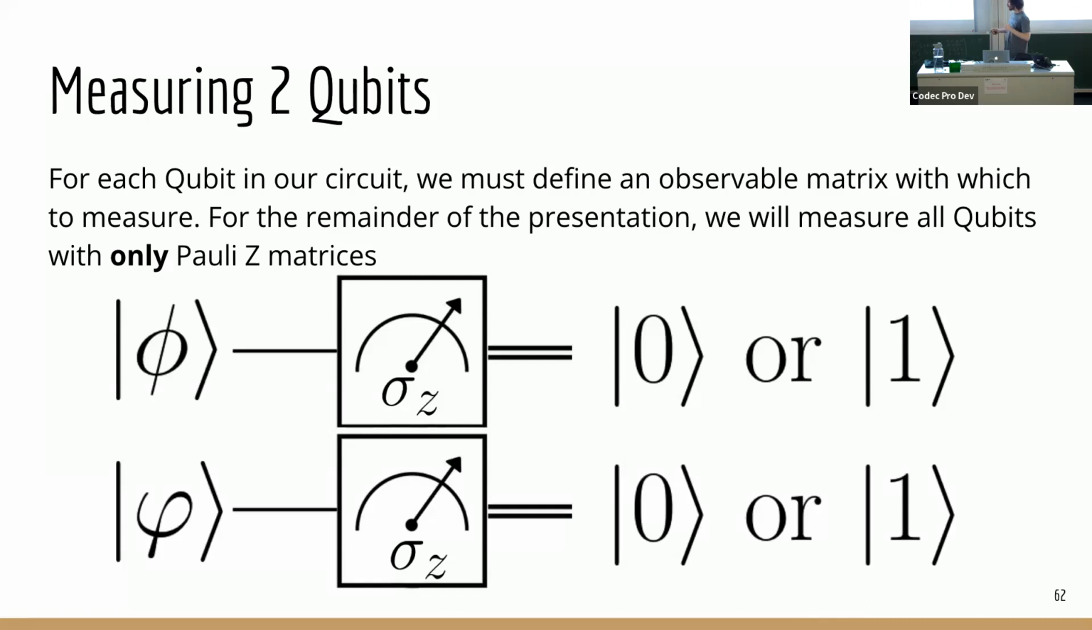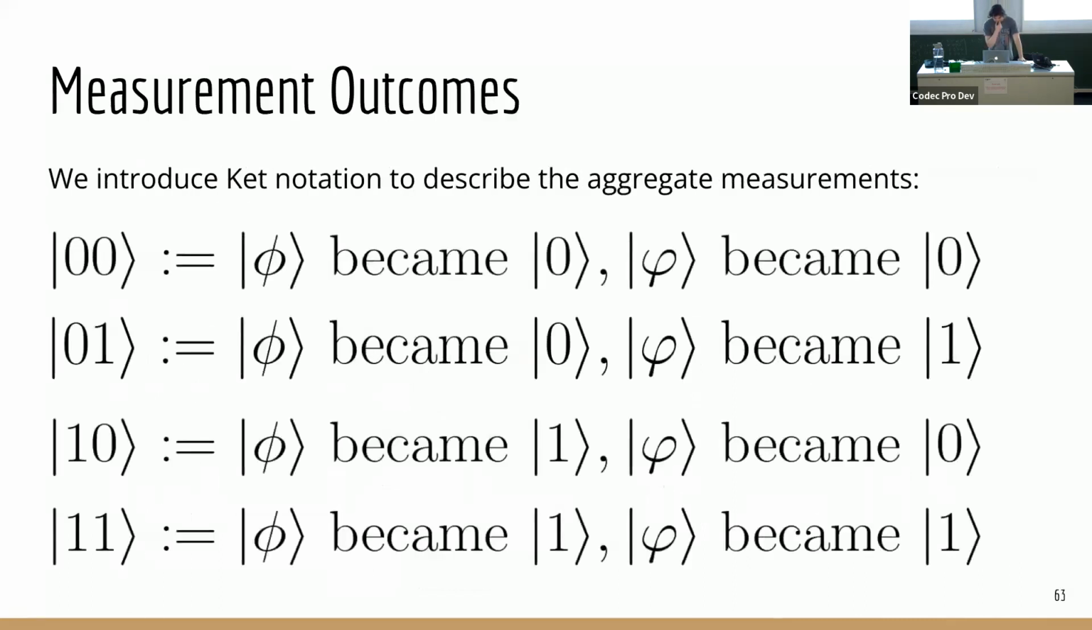scale up. So what this means is for each of our qubits, we can take a measurement, and each one individually will collapse down to either the 0 ket or the 1 ket. I want to introduce some ket notation to talk about the aggregate measurements of the system. So what happens if our first qubit collapsed down to a 0 ket, and our second qubit also collapsed down to the 0 ket? Well, we can describe this aggregate state as just the 0, 0 ket.